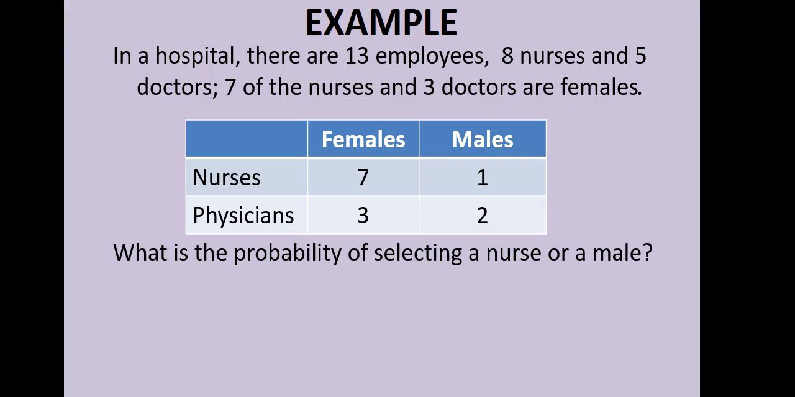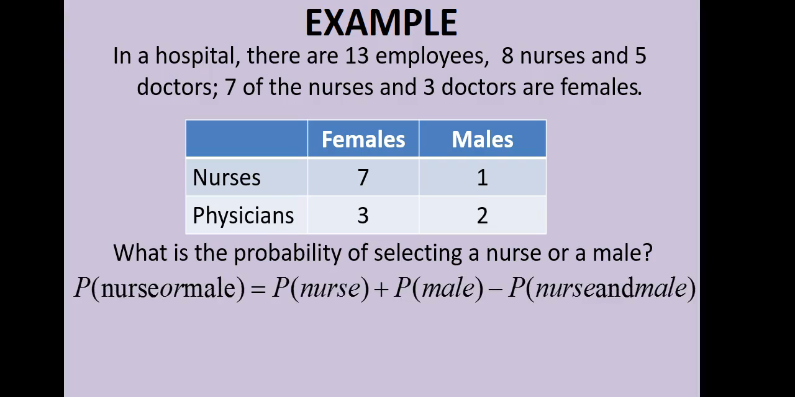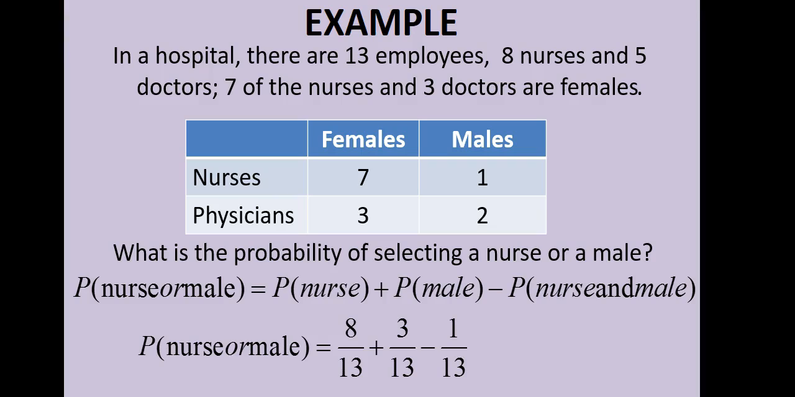Well, if we add up the nurses, we have 8 out of 13. If we add up the males, we have 3 out of 13, but we cannot add 8/13ths plus 3/13ths because we would be double counting the 1 male nurse. So what we have to do is say the probability of a nurse plus the probability of a male minus the probability that we have a nurse and a male at the same time. So that would be 8/13ths plus 3/13ths minus 1/13th. And that would give us 10/13ths.